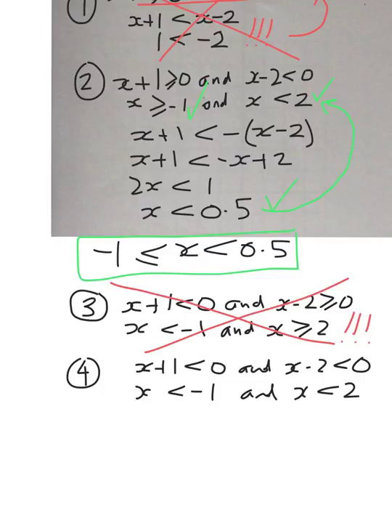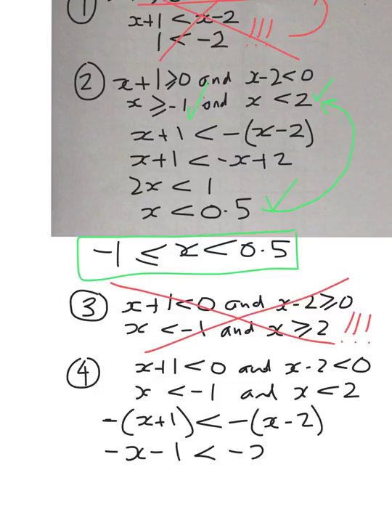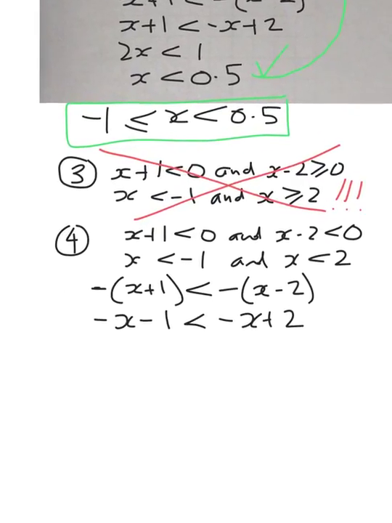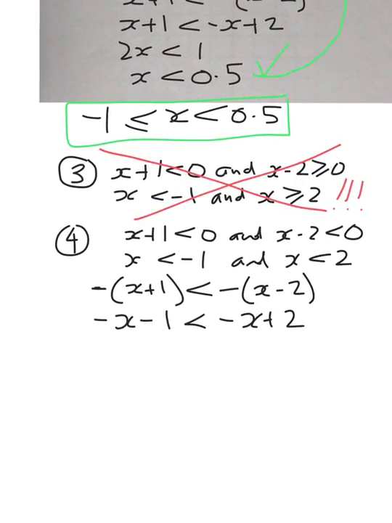Putting in our inequality, we're going to have negative bracket x plus 1 has to be less than negative bracket x minus 2. Getting rid of the bracket like so, and I'll just scroll up a bit. Subtracting x from both sides, we get -1 is less than 2, and that luckily is always true. And because it's always true, I just have to make sure that I satisfy this.